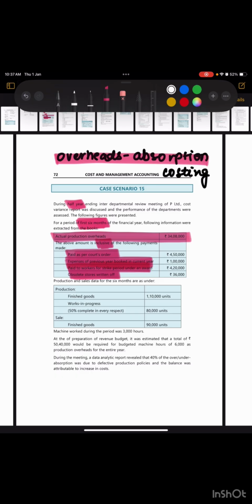So at this point we can judge that all of these expenditures, as mentioned in the ICI module, will not be considered in the production overheads. So these are not production overheads, and the cost will not be charged to the product, and this will directly go into the P&L account. So all of these will be deducted from the actual overheads when we are doing our calculations.